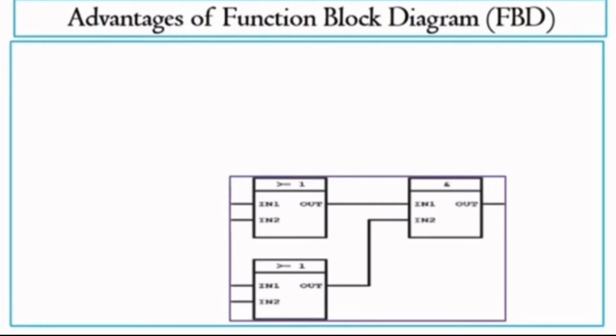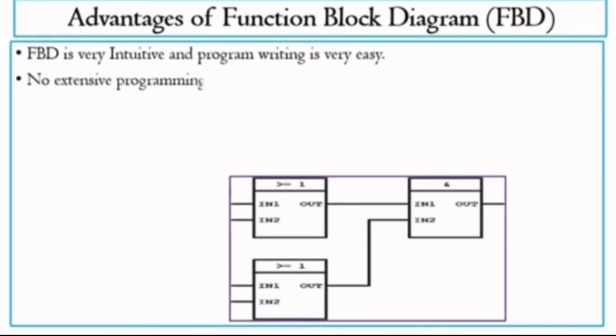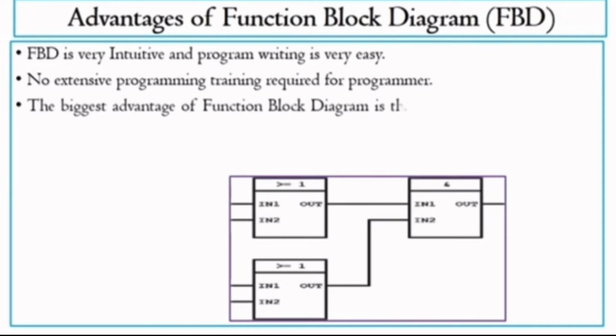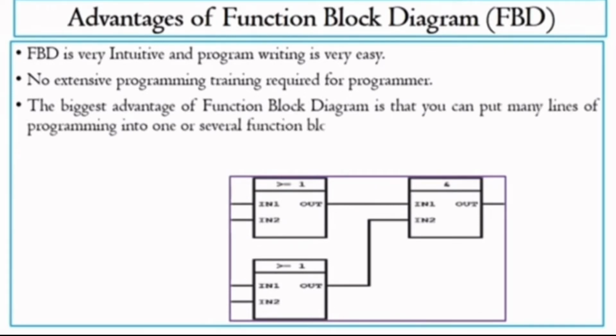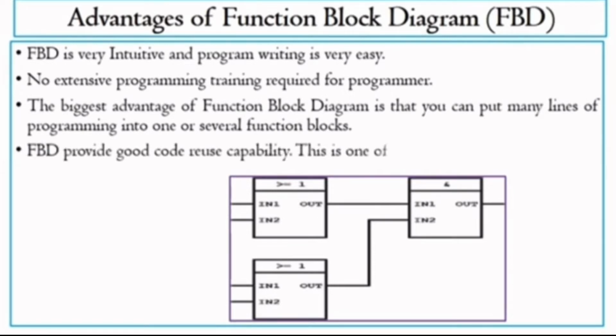Advantages of the function block diagram, FBD. First, FBD is very intuitive and program writing is very easy. Second, no extensive programming training is required for the programmer. Third, the biggest advantage of the function block diagram is that you can put many lines of programming into one or several function blocks. Lastly, FBD provides good code review capability. This is one of the main benefits of FBD.